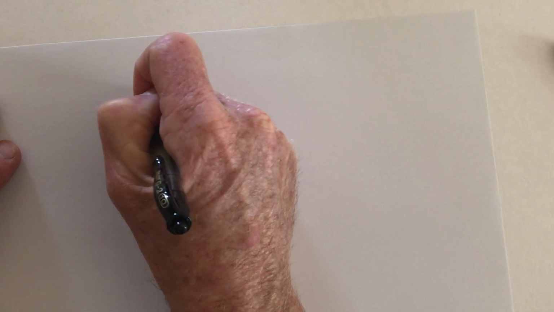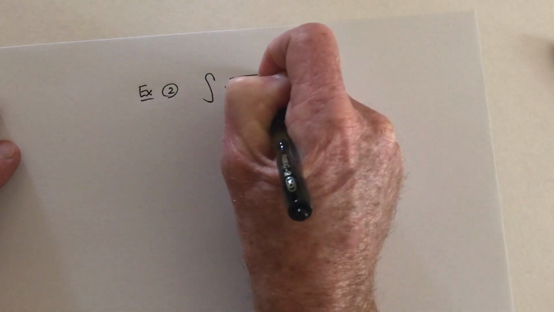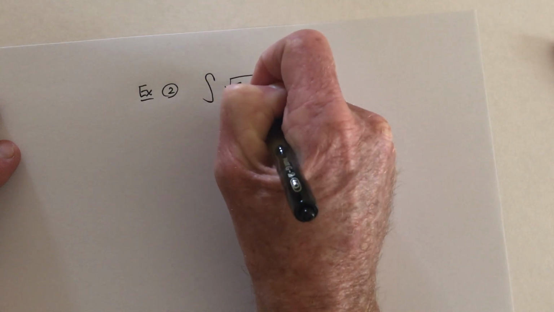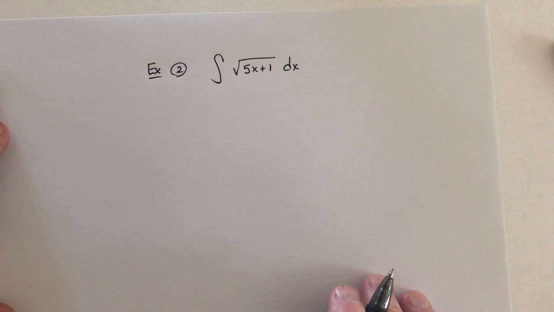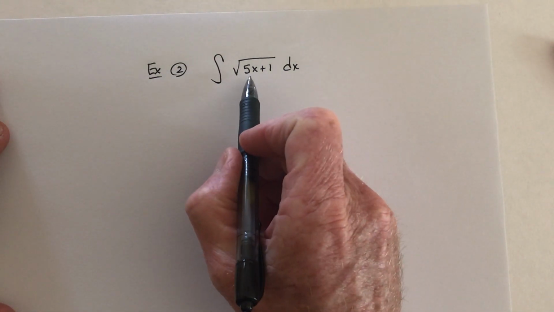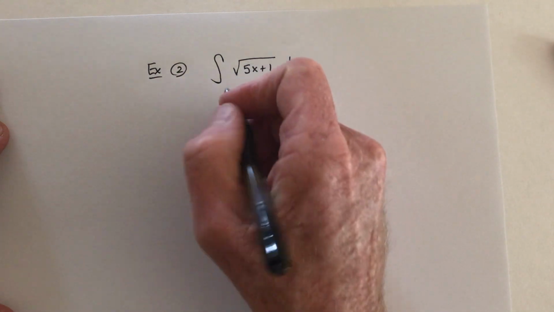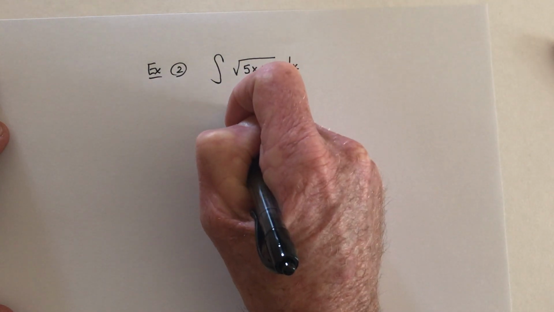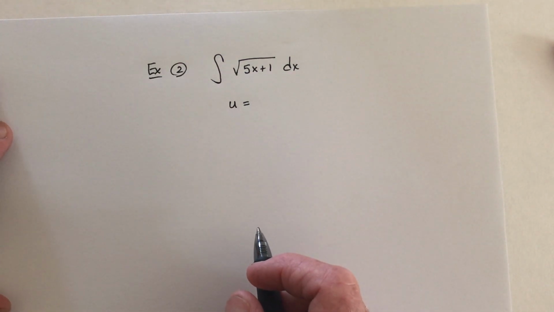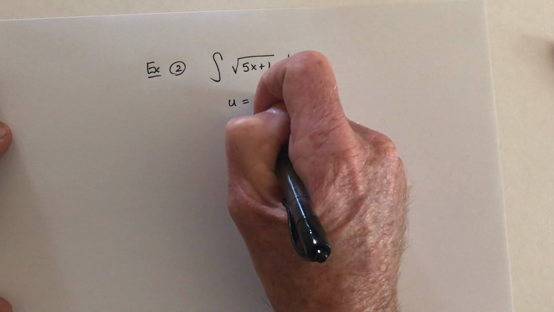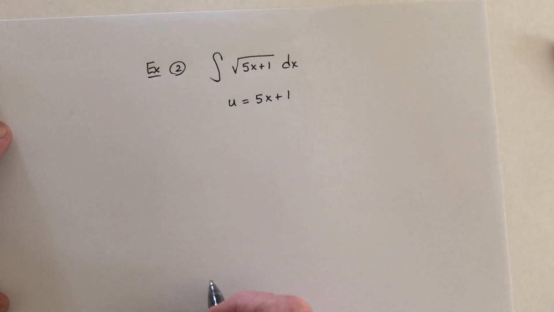So for the next example, find the antiderivative for the square root of 5x plus 1 dx. So the guiding principle with what you let u equal, it's going to be the inside part. Because just like the chain rule, you have to take the derivative of the inside. So this is basically much like the chain rule. So you let the u equal what's inside the square root, and then take the derivative.